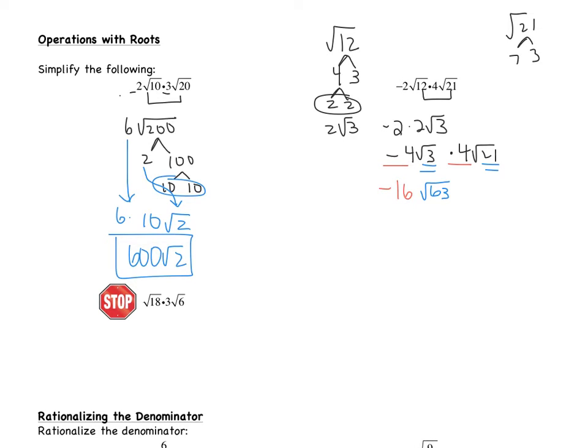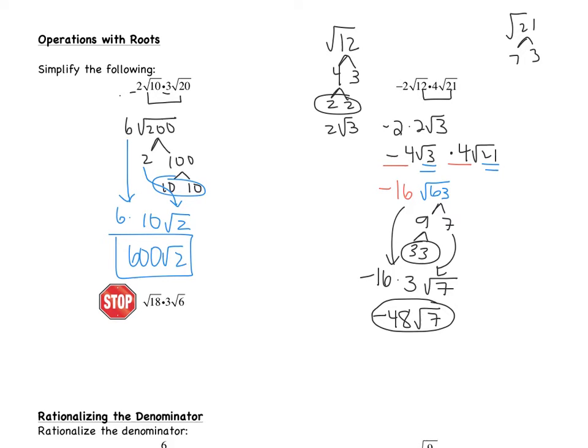Now this I can break down. 63 is 9 times 7. 9 is 3 times 3, so I have a pair of 3's. The 3 comes out. The 7 that doesn't have a partner stays under the root. And then I can't forget about that negative 16. Negative 16 times 3 is negative 48, and I keep the root 7.